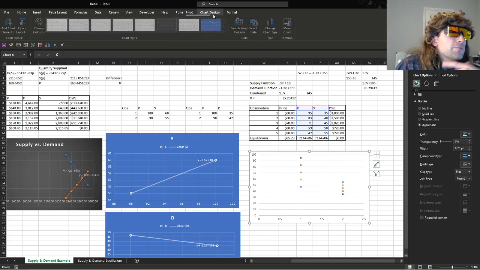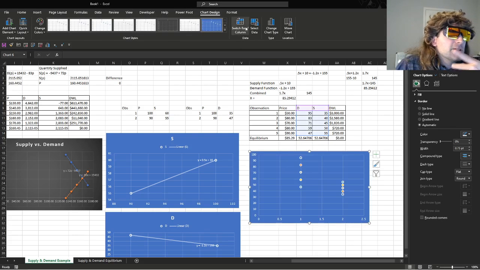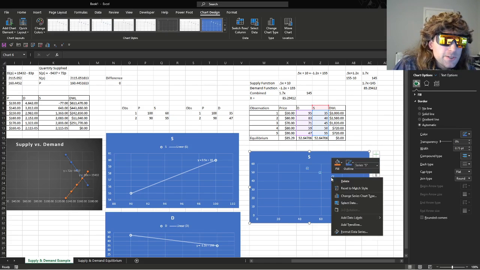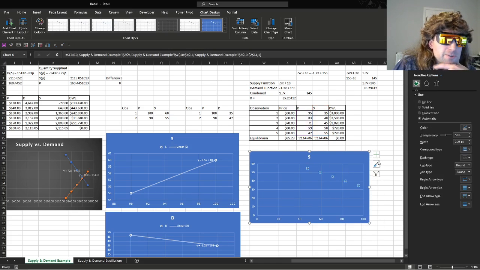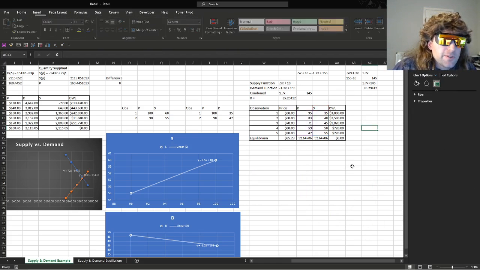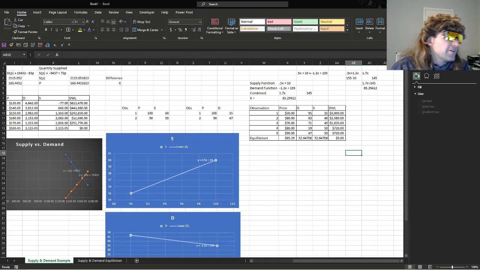You can change up your charts however you want. You can switch rows, columns, all that stuff. Any observations you want to do here, you can get your function again, you can add your trend line, all that stuff. Regardless, just play around with it, see what you like, and that's how you can quantify all your supply and demand stuff in Excel.